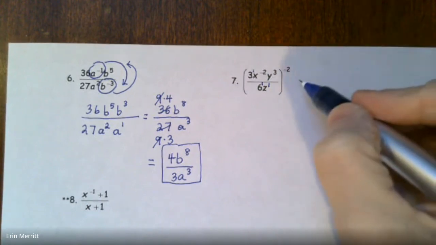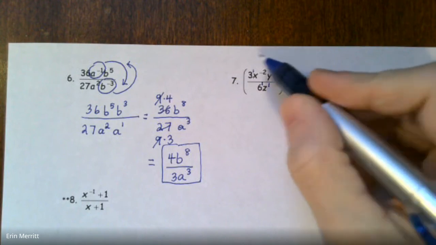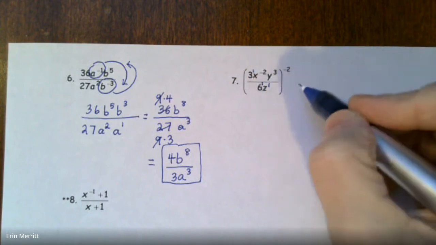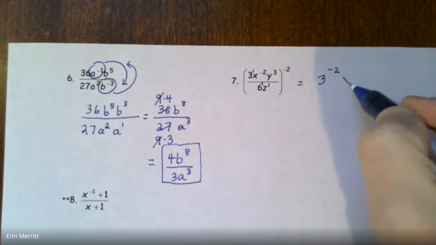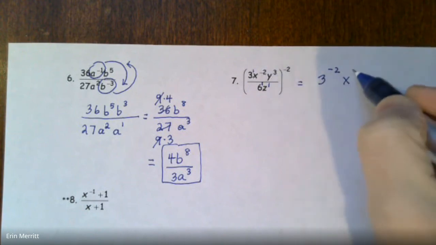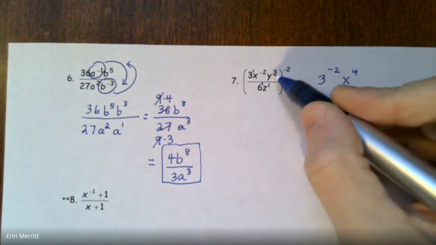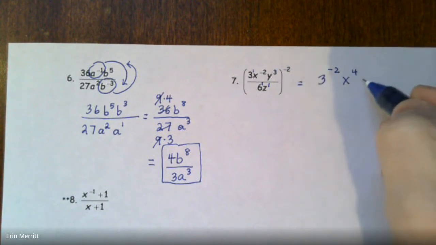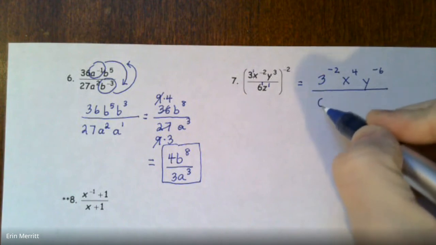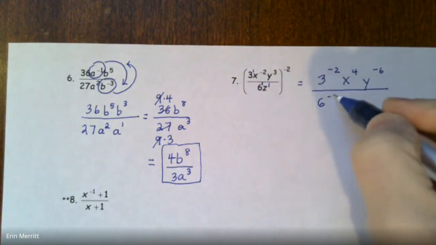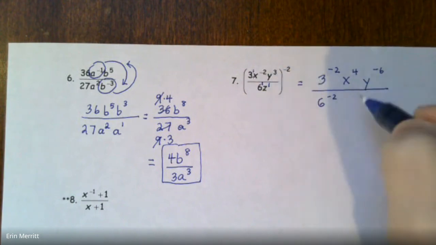Okay. So if I use that rule, distributing the exponent, power raised to a power, we multiply. So this becomes 3 to the negative second. Negative 2 times negative 2, that becomes x to the positive fourth. Y cubed raised to the negative second power, y to the negative 6. This gives me 6 to the negative second power. This gives me z to the negative second power as well.